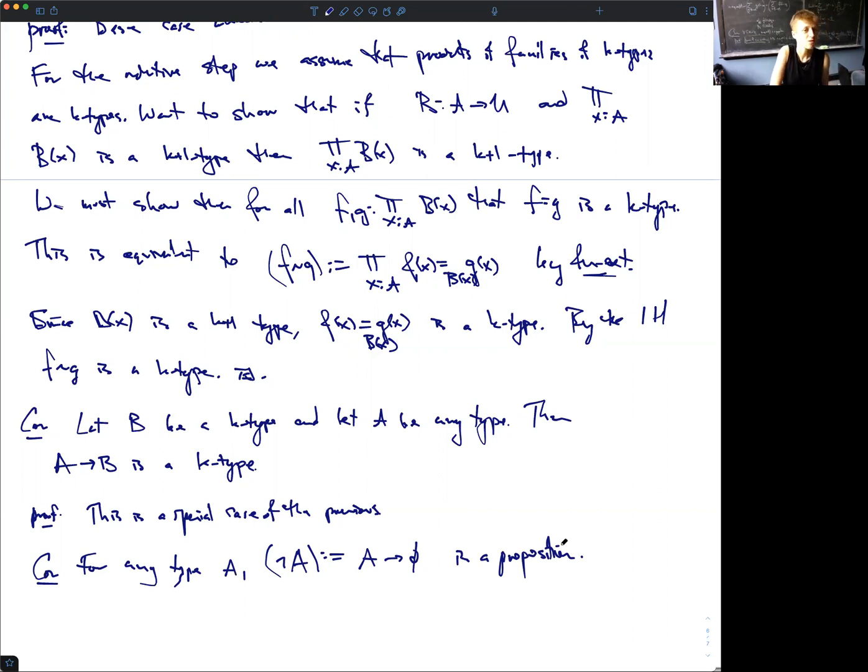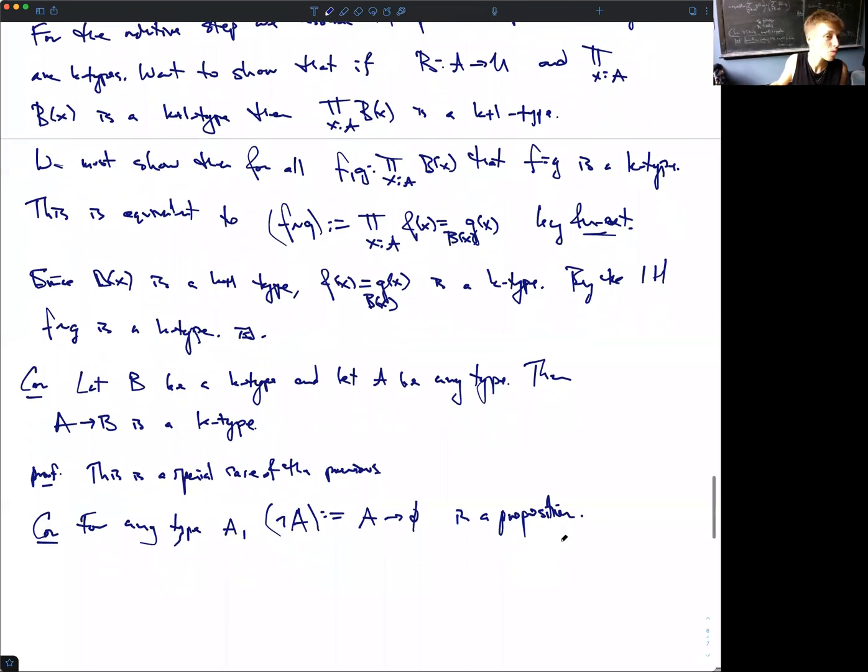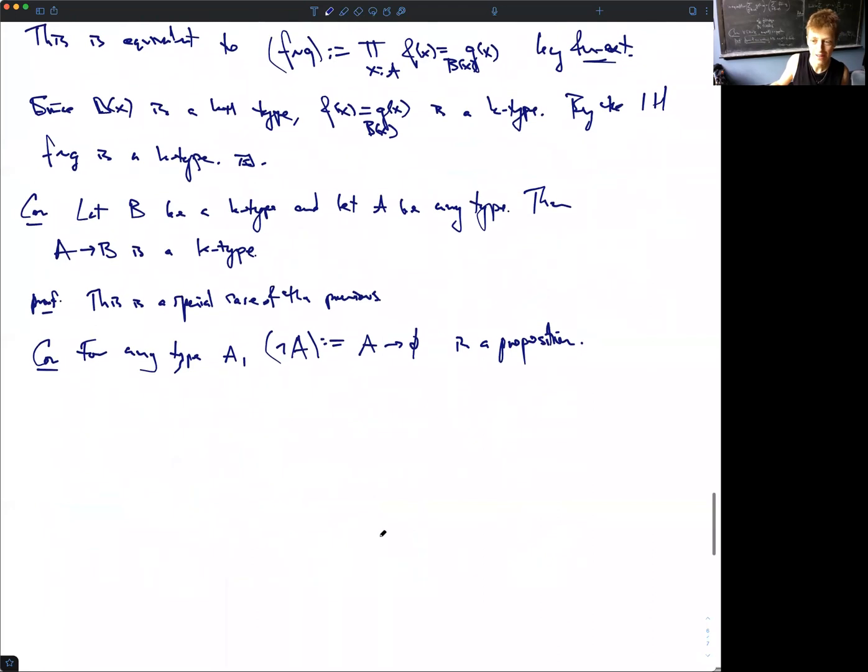Well, why is that? The empty type is always a proposition, and so just by the previous result, this function type has level -1, so it is a proposition itself. That's kind of cool. A type can be complex, but its negation is always a proposition. Okay, so that's one sort of application.